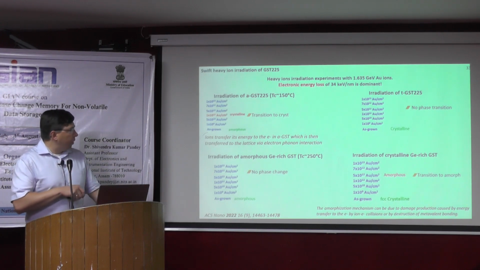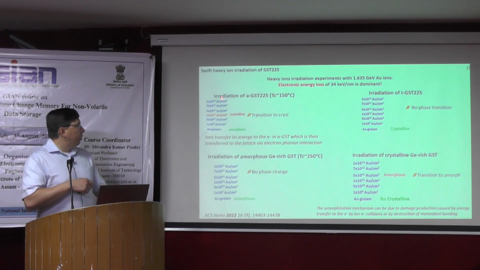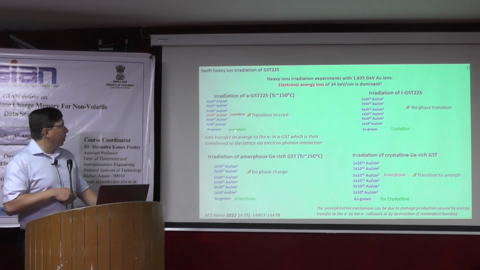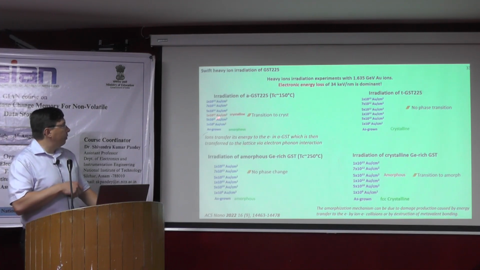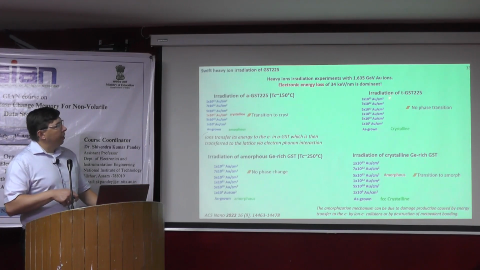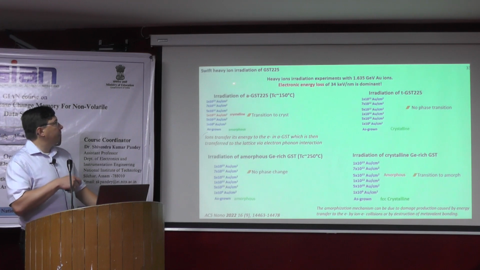So in the case of the amorphous state, there was a transition to the crystalline state starting at a fluence of 10 to the 12 ions per square centimeter. Here there is a transition. If they irradiate the crystalline phase, there is no phase transition for the crystalline phase by swift heavy ions.